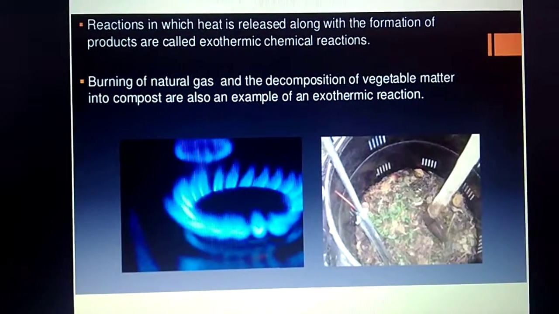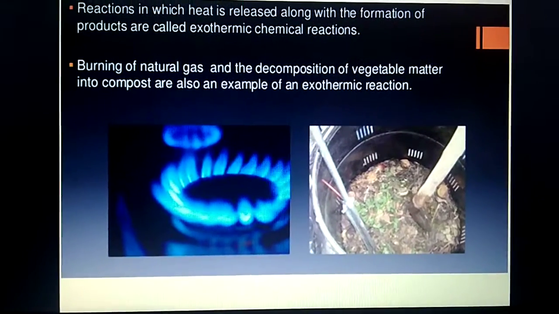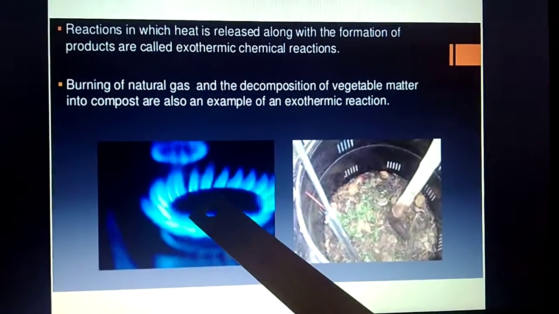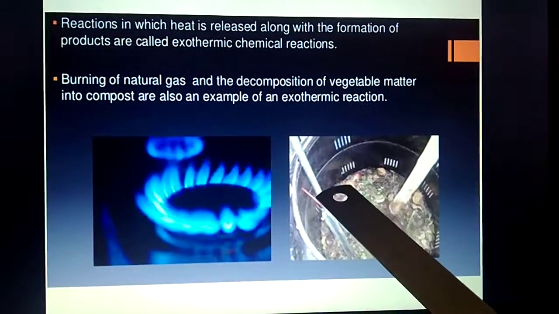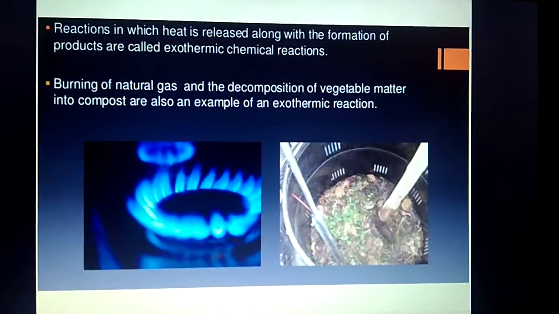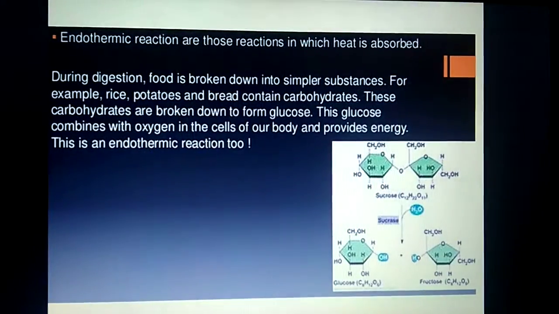Reactions in which heat is released are called exothermic chemical reactions. For example, burning of natural gas. Here you can see an example of burning of natural gas. It is an exothermic reaction in which heat is released. And this is also an example of an exothermic reaction, in which vegetable matter is decomposed into compost. So both are examples of exothermic reactions.